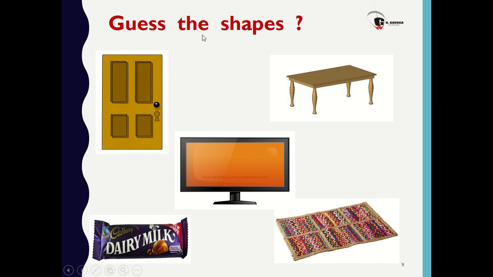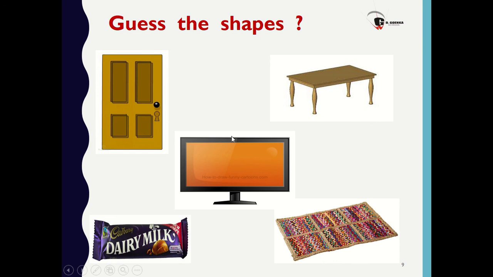Okay, can you guess the shapes? See, this is a table. And what is the shape of this table? Rectangle. Yes, you can see this is a door. And you can guess the shape? Yes, rectangle. Wow, chocolate. I know you all love to eat chocolates. So, what is the shape of this chocolate? Yes, rectangle.